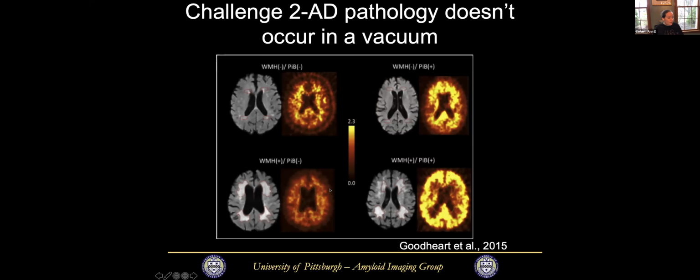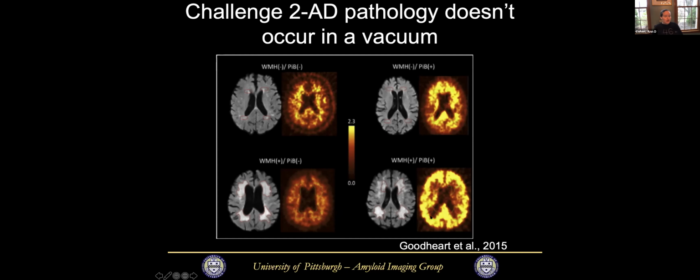This is from a paper that a medical student who worked with me, Anna Goodhart, published several years ago, showing that when you have significant white matter hyperintensities in the brain, shown in the bottom panel, you can see that there's significant loss of PIB binding in those areas. So the tracer actually doesn't bind to these white matter regions where there are lots of white matter hyperintensities.